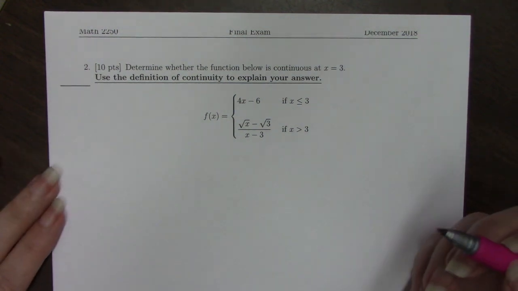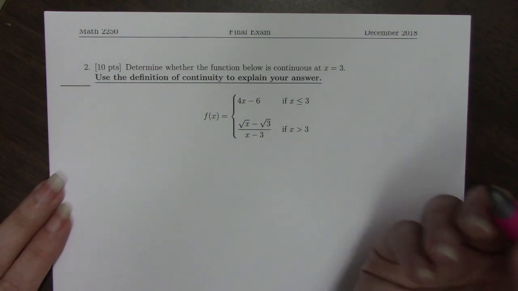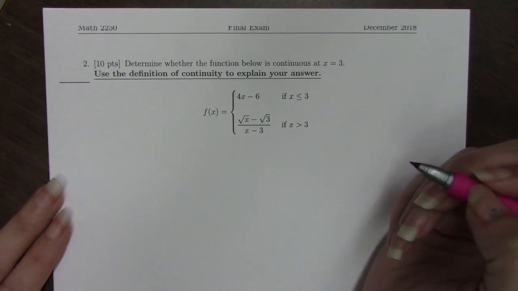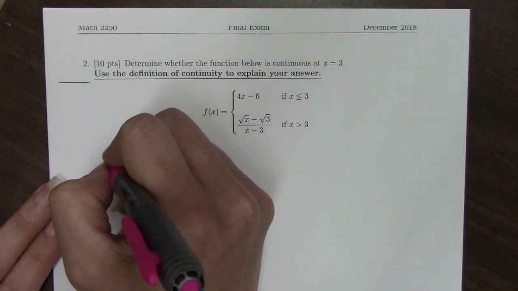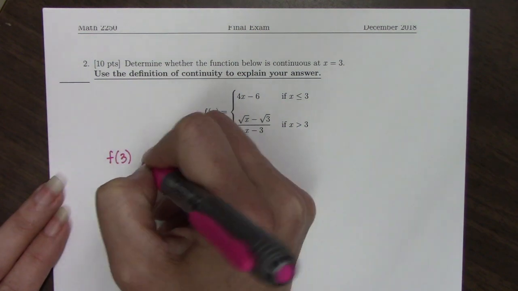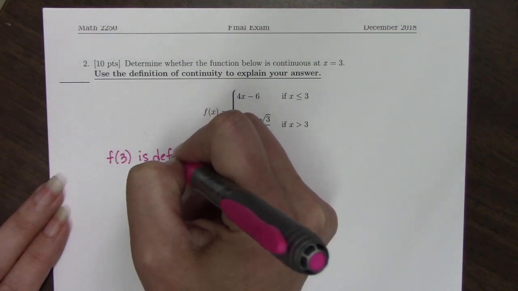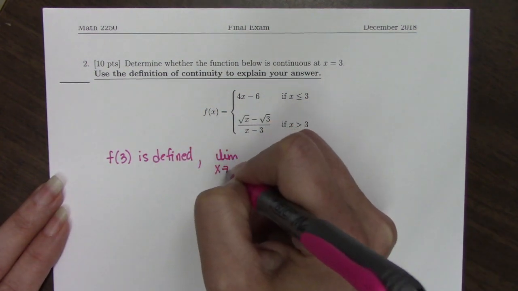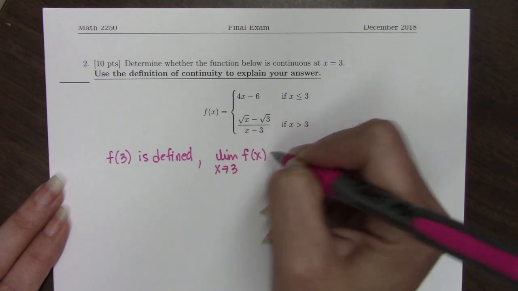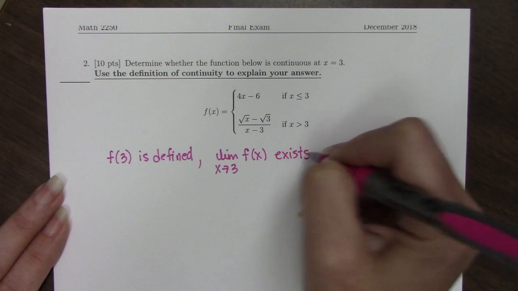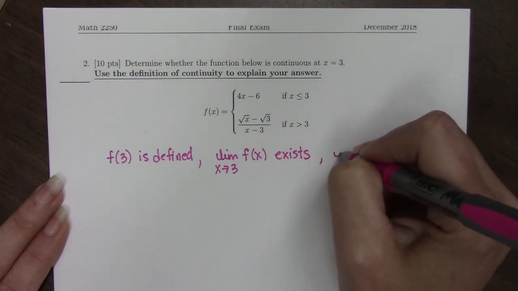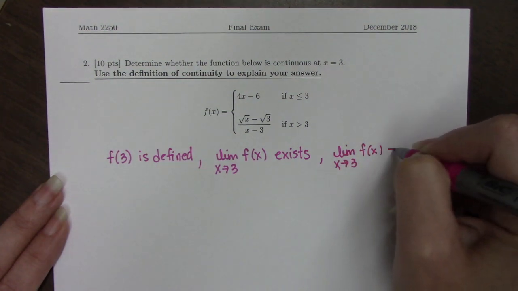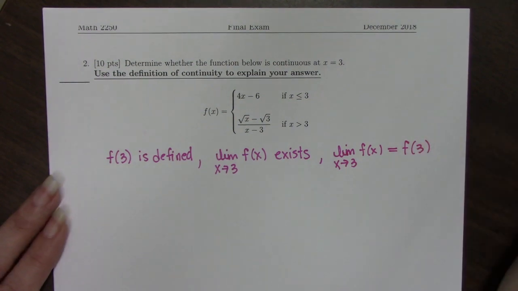You don't have to actually explicitly state the definition, but if you know the rules, it might not be a bad idea to write them down. So we have a couple of criteria that this function would have to pass in order to claim it's continuous. So the first would have to be that f of 3 is defined. We would then need to figure out if the limit as x approaches 3 of f of x exists. And then the third thing is that the limit as x approaches 3 of f of x must equal the value that we got of f of 3.